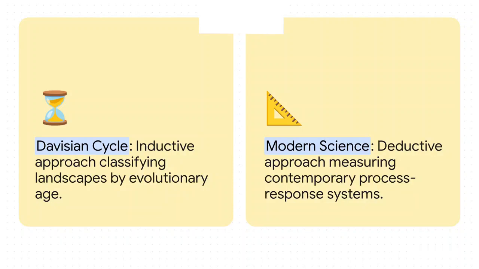But modern geomorphologists realize something massive. Time isn't a process. Time doesn't erode a rock. Water and wind do. So they realized they needed a deductive, math-based framework to understand exactly how things change, measuring actual cause and effect processes happening in the real world.